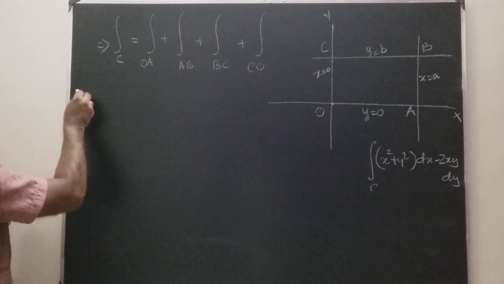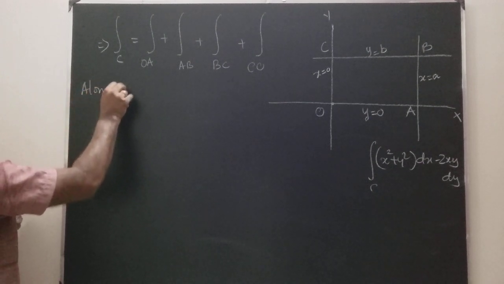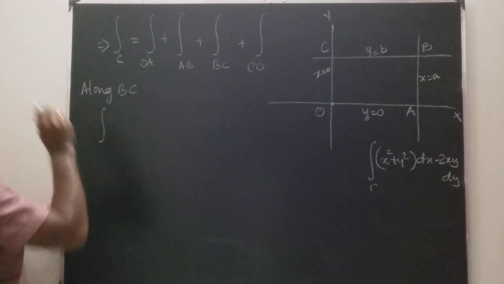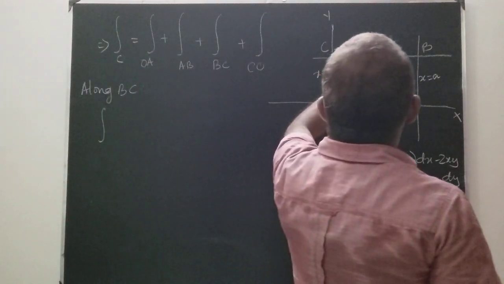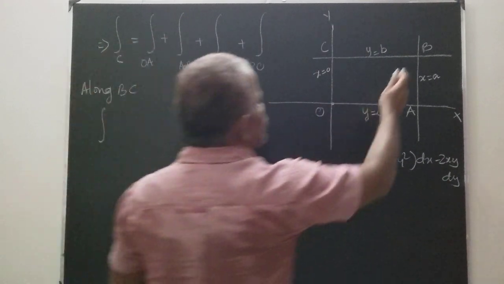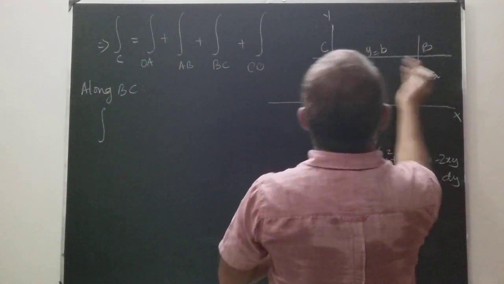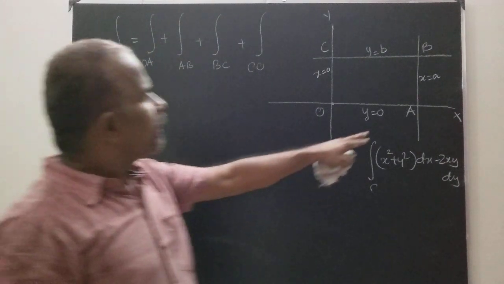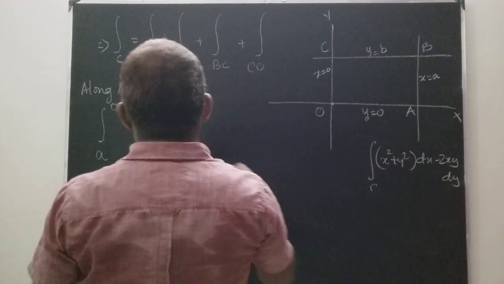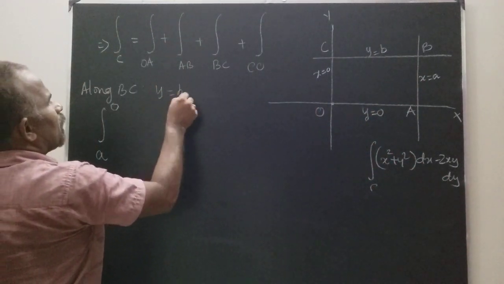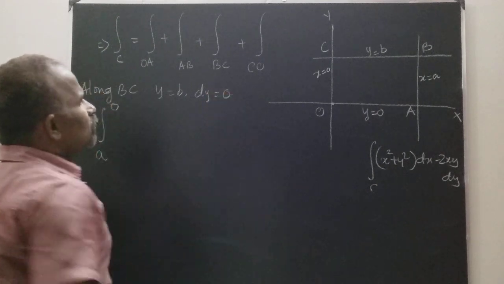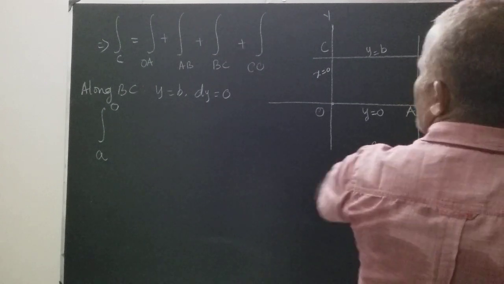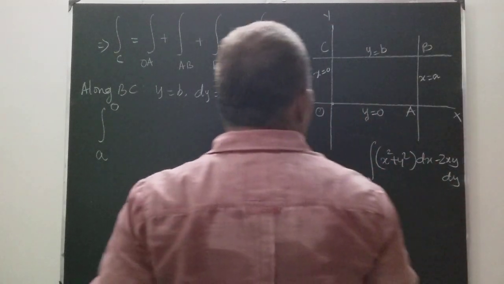Then along BC, here in the integral along BC, y is constant, x varies. So along BC, x varies from a to 0. You have to be careful, x varies from a to 0. Y is equal to b and definitely dy is also 0. Now y is equal to b, dx is 0, dy is 0.